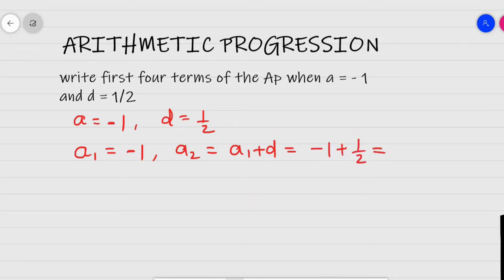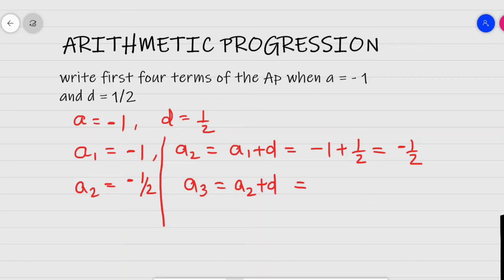Now what you are getting? See, minus 1 plus 1 by 2 is minus 1 by 2. So simply your A2 is equal to minus 1 by 2. Now let us see what is our A3. A3 will be equal to A2 plus D. Now what is your A2? A2 is minus 1 by 2. And what is your D? D is 1 by 2. So you are getting 0. So your A3 is equal to 0.